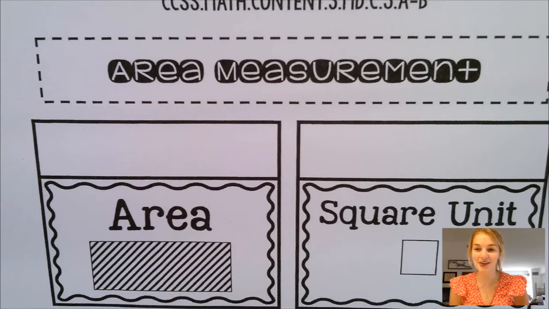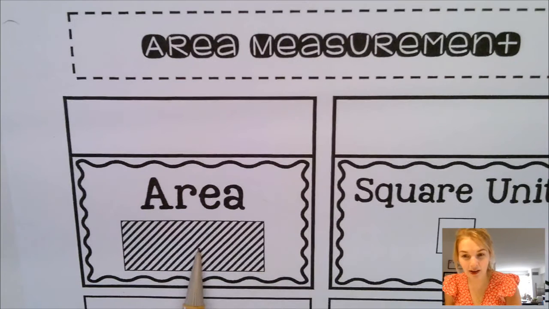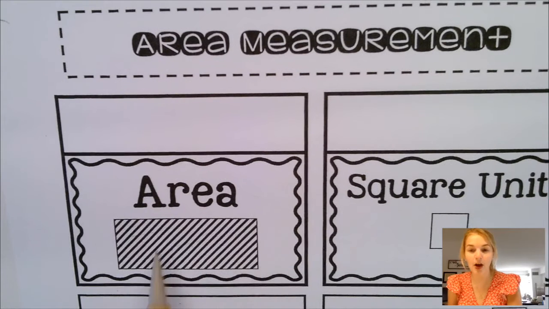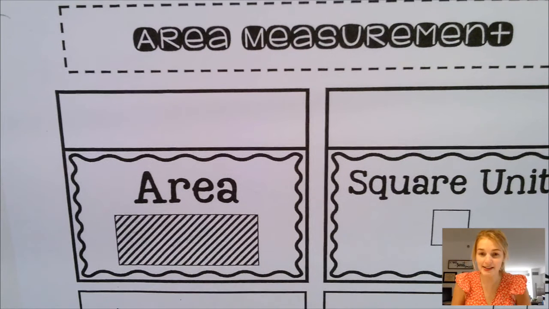Good morning, third graders. Today we are going to start our study of area. So this whole unit we've been talking about measurement and data, and now we're going to learn how to measure something inside of a space. When we're talking about area, we're talking about the amount of space inside of an object. And this is a flat space.